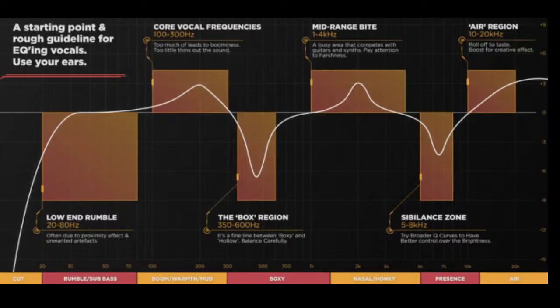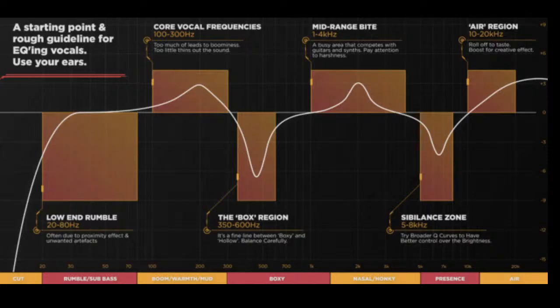The box region, 350 to 600 hertz. It's a fine line between boxy and hollow. Balance carefully. As indicated, you got a dip right there, doing some subtractive EQing. And then you got the mid-range bite, 1 kilohertz to 4 kilohertz. A busy area that competes with guitar and synths. Pay attention to harshness. Super important on that one. Make sure we're focusing on that, especially when you have a lot of stuff going on in the mix.